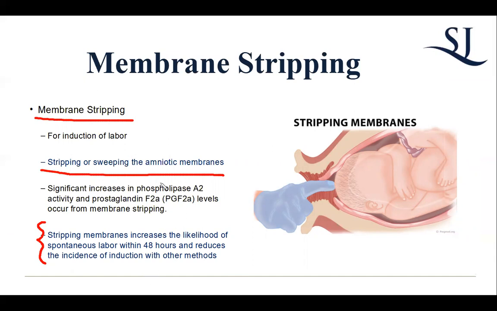They did a biochemical study too, because it increases prostaglandin F2 alpha. It's just one of the prostaglandins in the cascade, even though labor physiology is not well understood. But what this is, literally, is the operator putting his or her finger in the canal and sweeping it around to get the amnion and the chorion to separate off the wall.